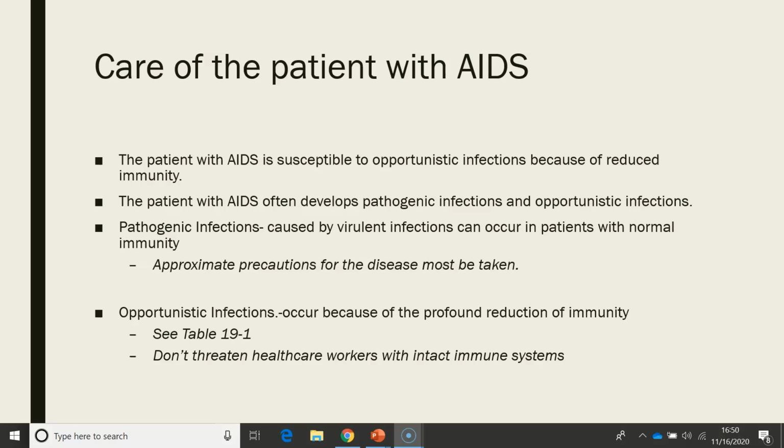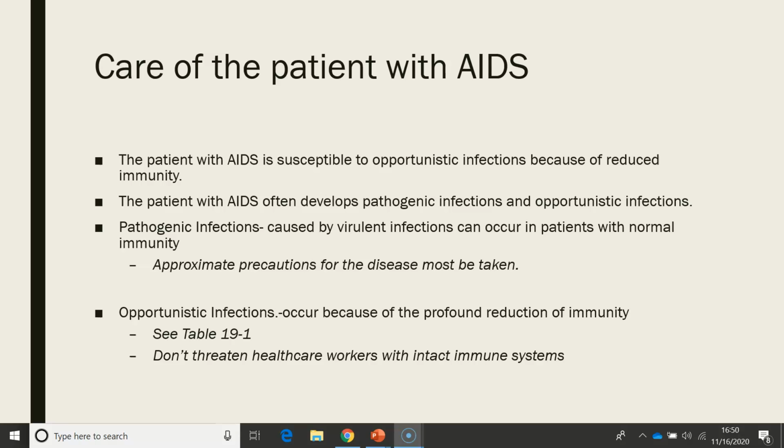Priority nursing actions when caring for a patient who is HIV positive are continually assessing and documenting for opportunistic infections, and also educating the patient on what these opportunistic infections are so that they can keep an eye out for them as well. Opportunistic infections again occur because of the patient's reduction of immunity.